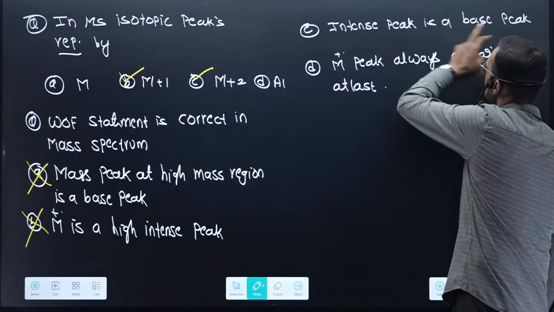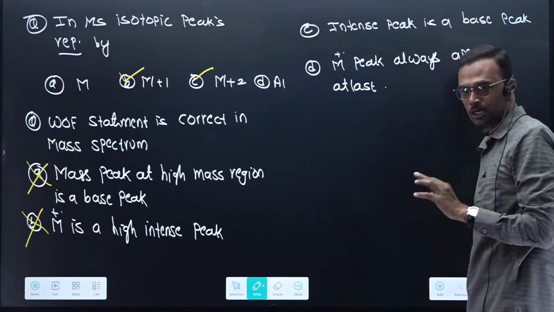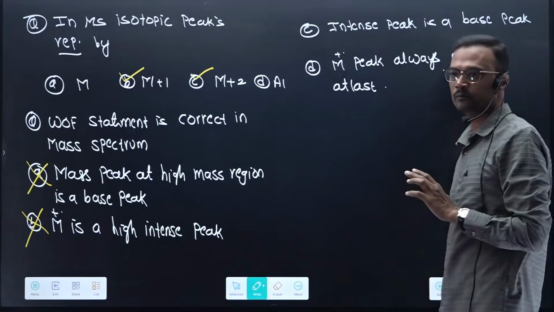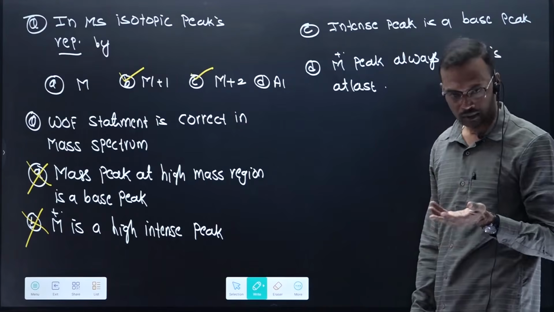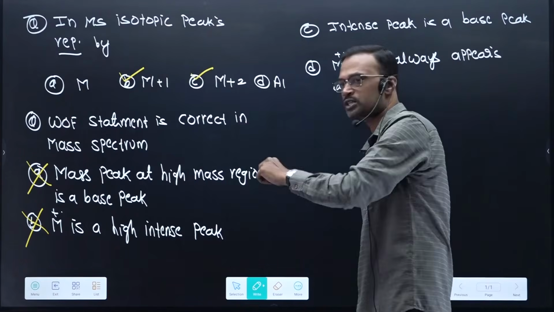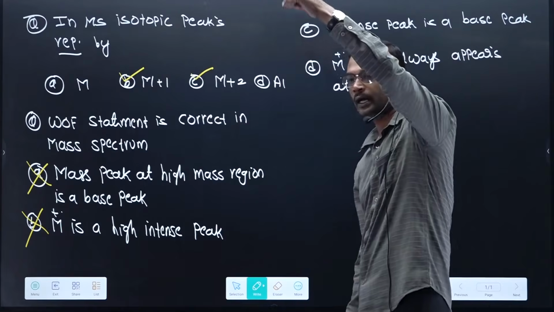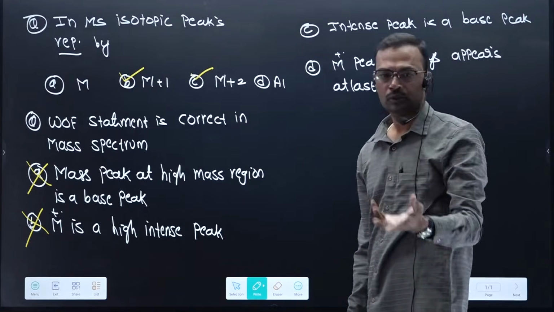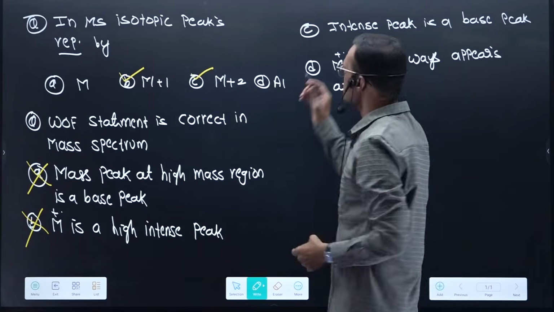Intense peak is a base peak. In mass spectrum, intense peak is a base peak. Is it right? Yes, this statement is right. Always in mass spectrum, whichever peak is very high in height, that peak belongs to base peak. That statement is right. C is correct.